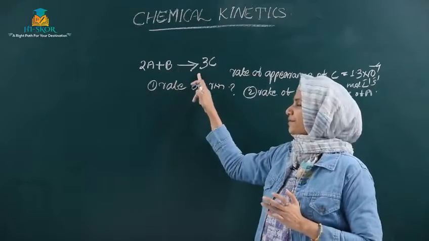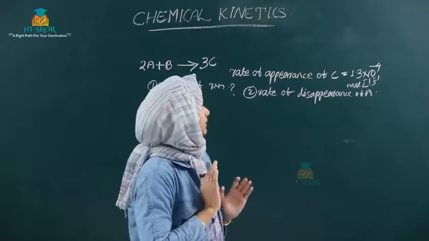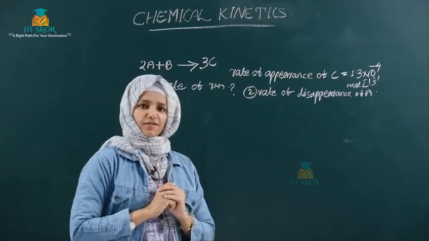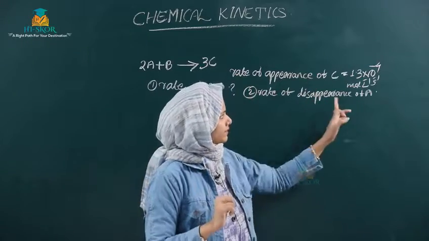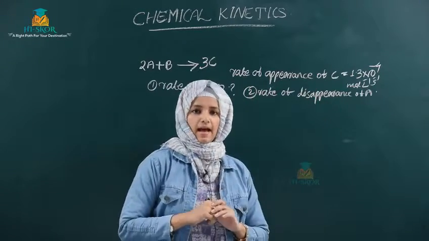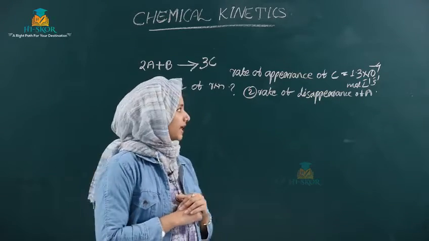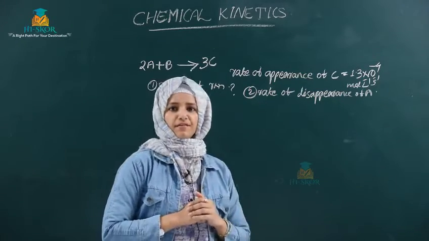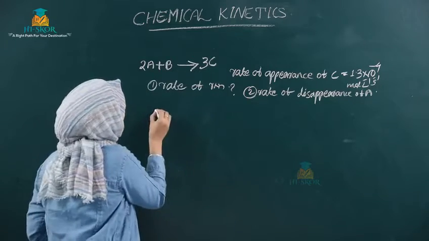2A plus B gives 3C. So this is the reaction they have given, and the rate of appearance of C is also given. What is that? 1.3 into 10 raised to minus 4 moles per liter per second. And they ask us to calculate the rate of the reaction and also the rate of disappearance of A. Okay. So the rate of the reaction, what is the rate?